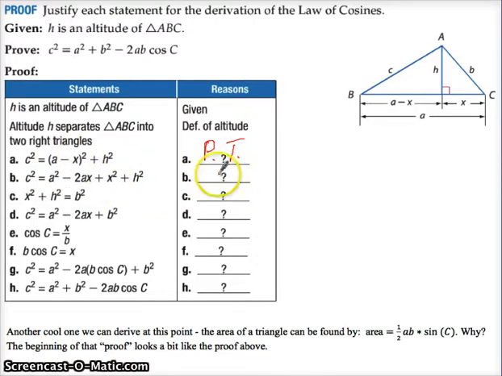Why is it that this happens? Well, all they did here is they just did some algebra. They just did the binomial expansion of x minus h squared. Then how do we know that x squared plus h squared equals b squared? That's the right triangle over here. So it's another version of the Pythagorean theorem.